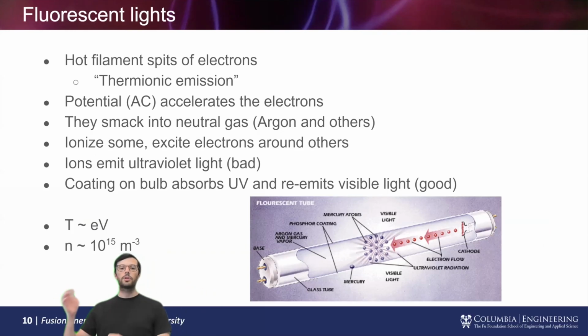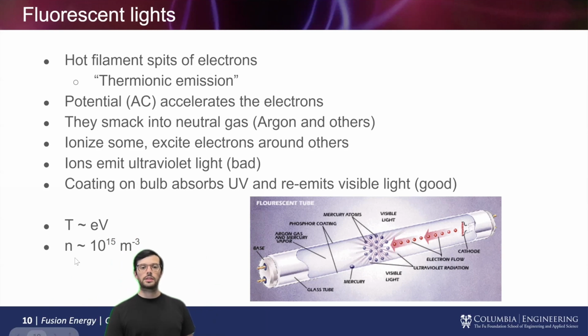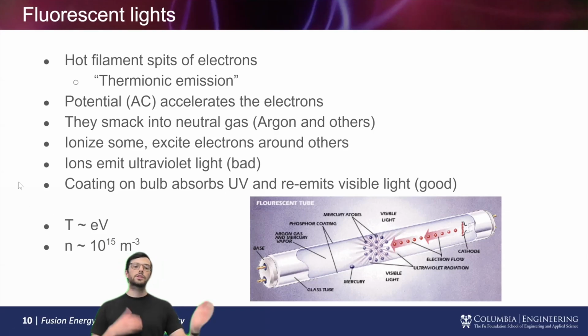That light is then converted in this coating into the kind of nice white light we get from these lights. And as a note, at the bottom of most of these slides here, I will mention the temperature and the density. You don't have to worry too much about these numbers, but if you're interested in referencing back, you can see kind of comparisons over these. So this is about 1 eV, which is about as cold as a plasma gets, and 10 to the 15 density, which is in the middle.